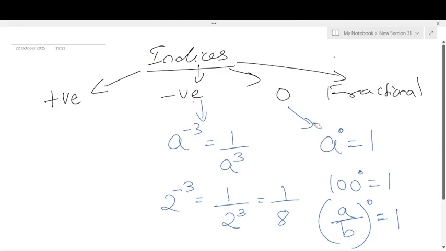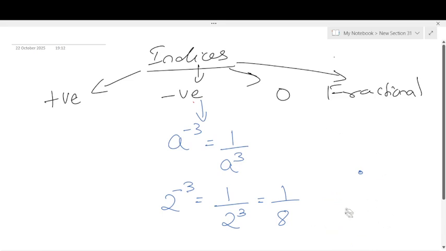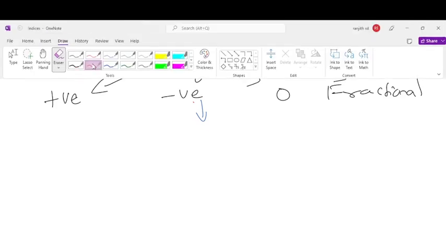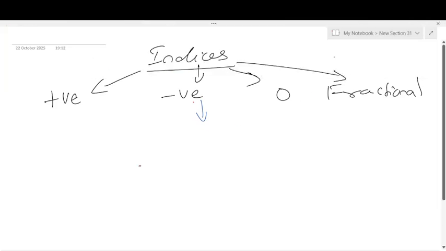Fraction. Fractional index is the most important one. We'll start with fractional index. So basically we have only four types: negative, positive, zero, fractional. What do you mean by fractional? If I write square root of a, what's the value of this root, students?